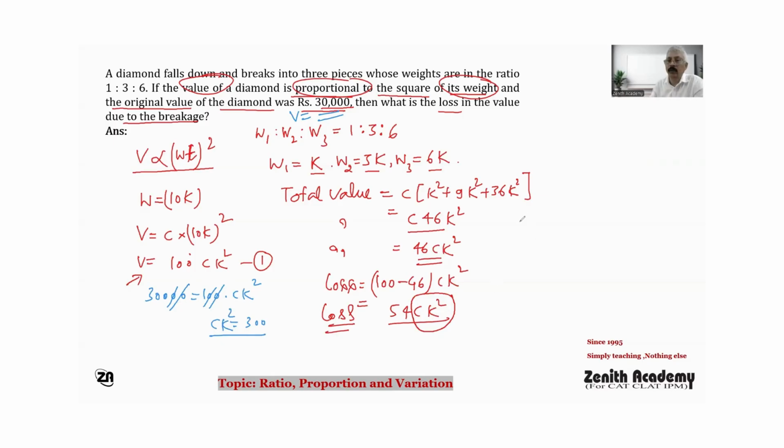So now you can calculate the loss by plugging in the value of C K square: 54 into 300. It is 3 4s are 12, 3 5s are 15, 1 16. So this is the loss. This is your answer.